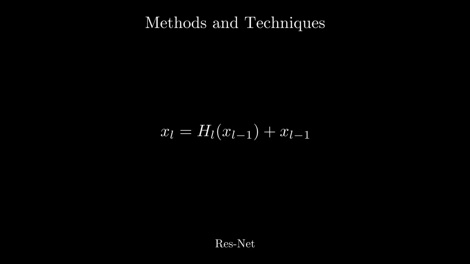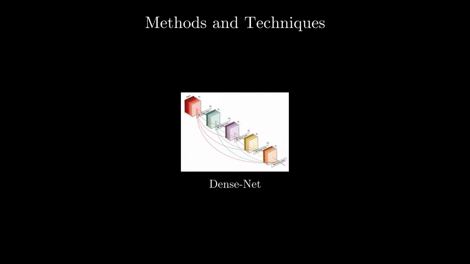DenseNet builds upon ResNet and takes the idea of shortcut connection to an extreme. Instead of adding the input of the last layer to the output, in DenseNet, the output of all the previous layers is concatenated. This diagram shows one submodule in the structure of the DenseNet.